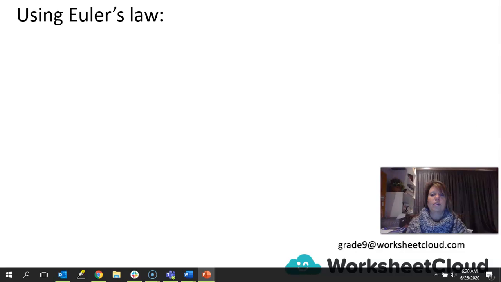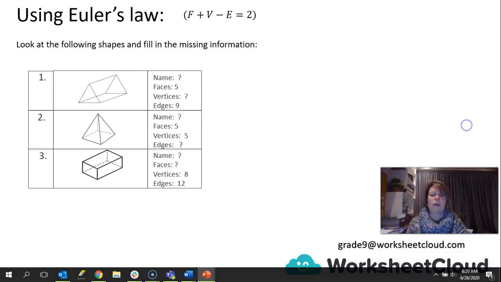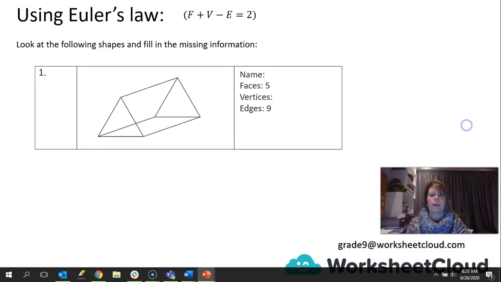Okay, so using Euler's law, here we have it. Remember, faces plus vertices minus edges equals 2. If we look at the following shapes, there we have a table with different shapes in, and in each case we are missing a few things. So we would be able to then work out what these missing components are.